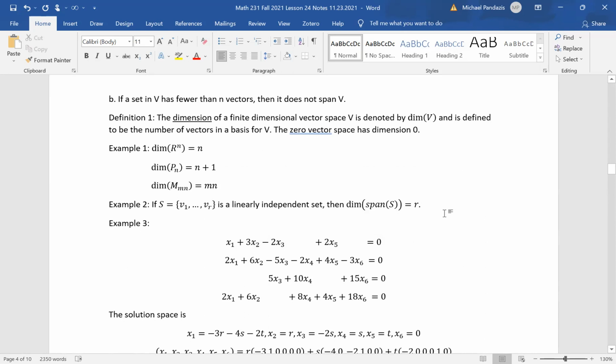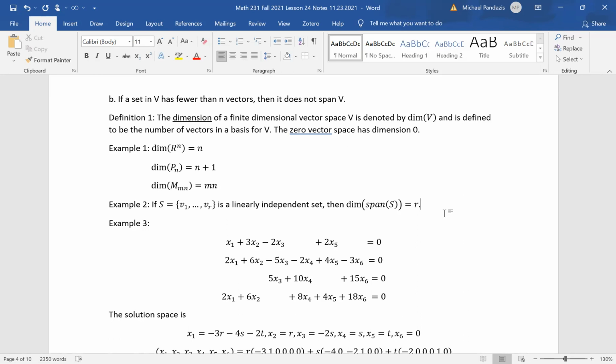Example 2. If S, the set v1 to vr, is a linearly independent set, then the dimension of the span of S is equal to r. So if you have a linearly independent set with r vectors in it, the dimension of its span is equal to r. The span of a set, again, is the set of all linear combinations of those vectors. If you consider the set of all linear combinations of those r vectors, the dimension of that big set is r, the number of vectors in the original set.